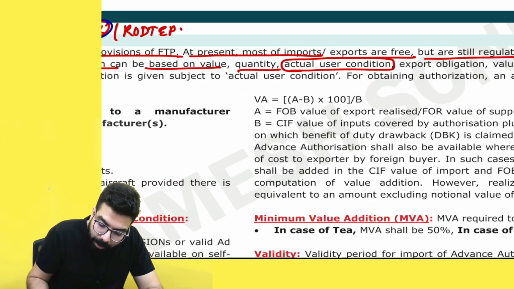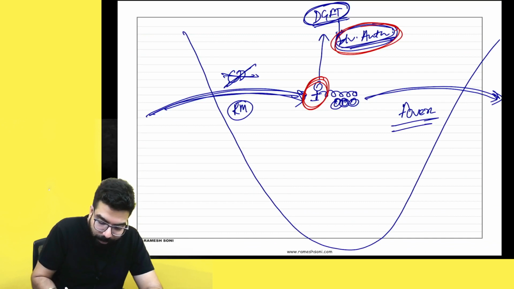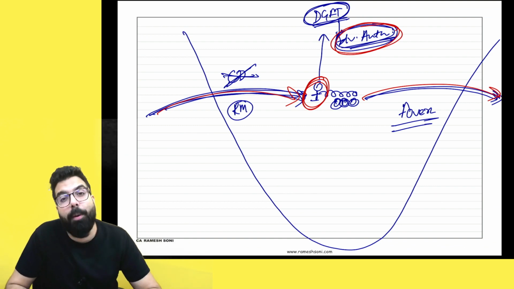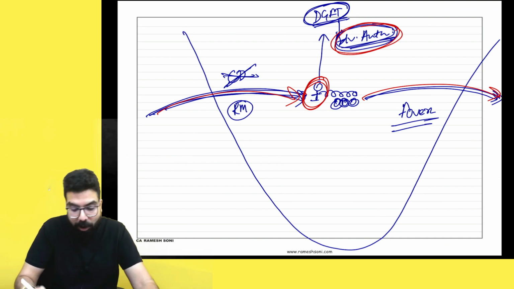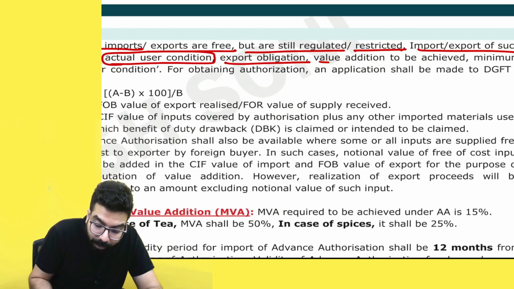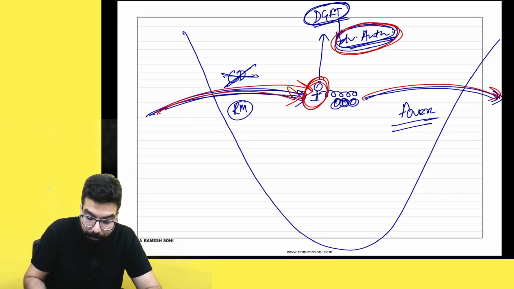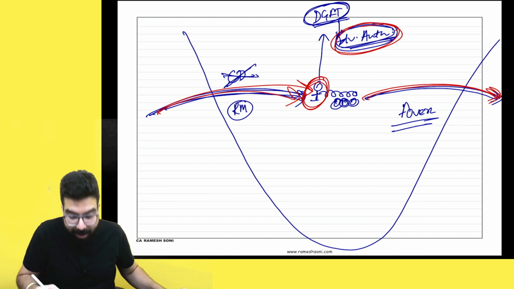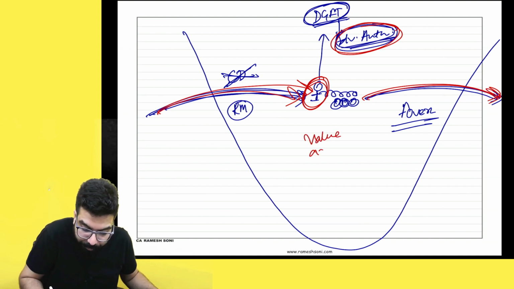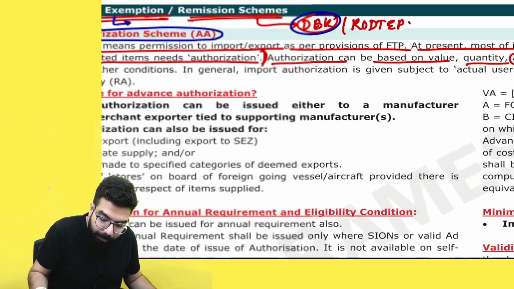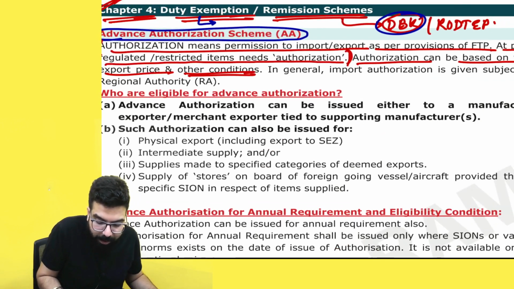Then export obligation. That, sir, you have got raw material without payment of any custom duty. You have to get foreign currency. And how much is the export obligation? How much you should earn and give? Those will be told in the authorization. Value addition. Baba, you are telling I'll get raw material, I'll make the final product and I will export. Government is telling some value addition should be done in India. Value addition should happen. They will tell you the value addition in the authorization. Then minimum export price and other conditions also.